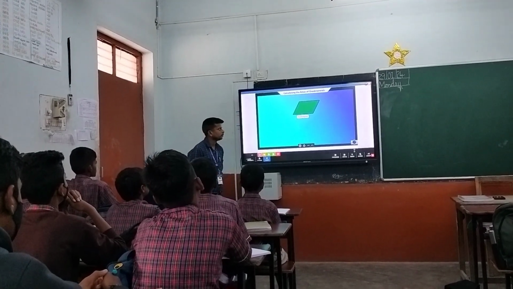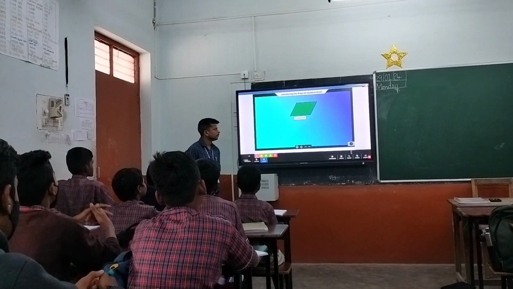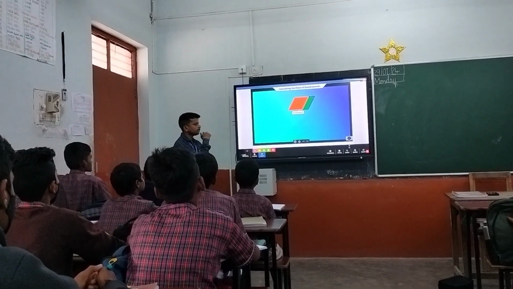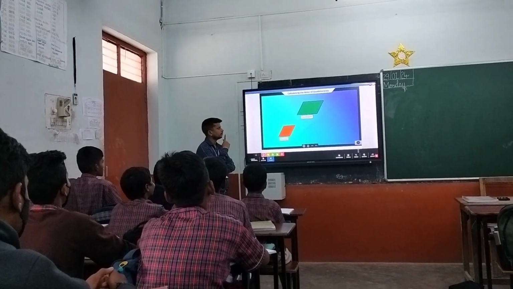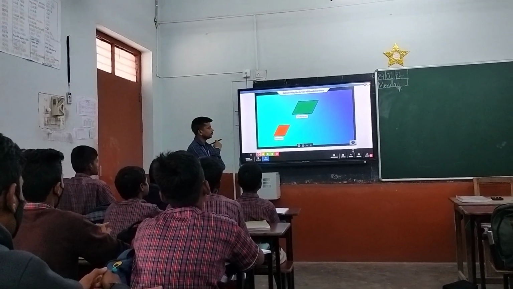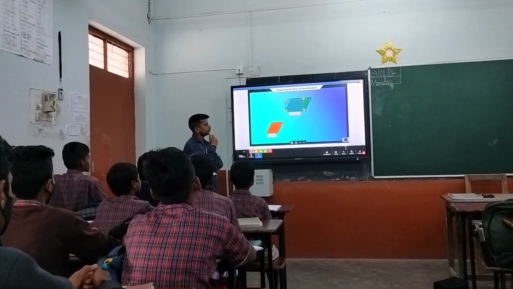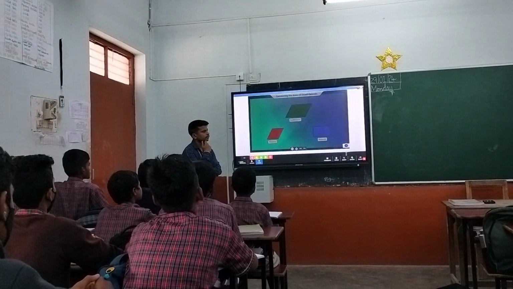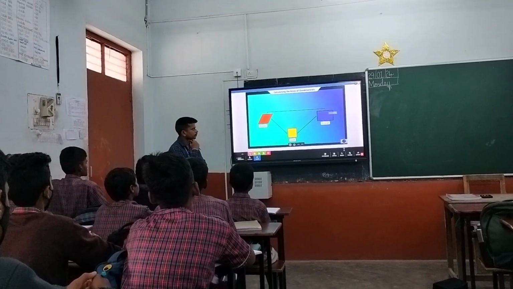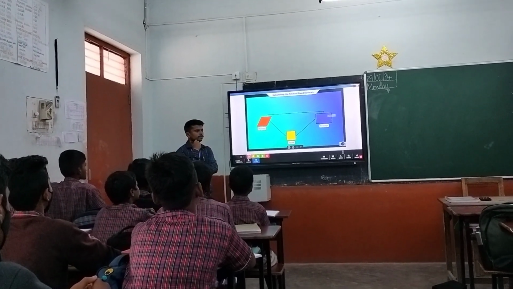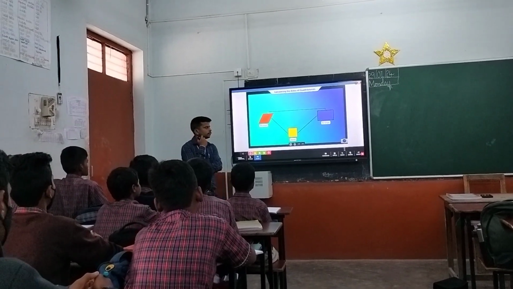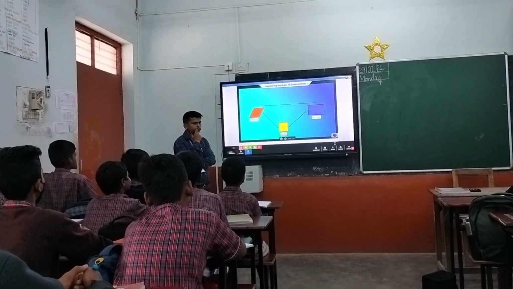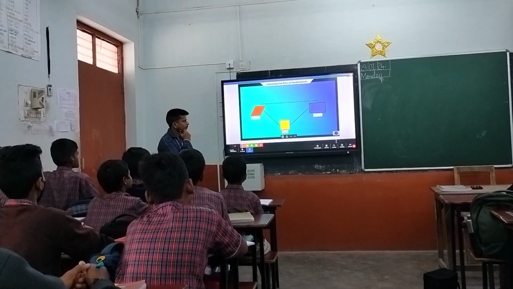A parallelogram can further be classified into a rhombus and a rectangle. A parallelogram with all 4 equal sides is a rhombus. A parallelogram in which all the angles are 90 degrees is a rectangle. Let's now look at a square. A square fits the definition of a rectangle as well as a rhombus. In a square, all the angles are 90 degrees and all 4 sides are equal.